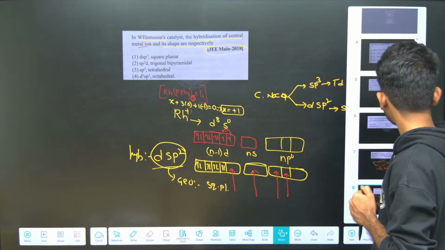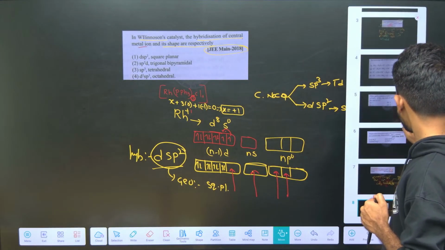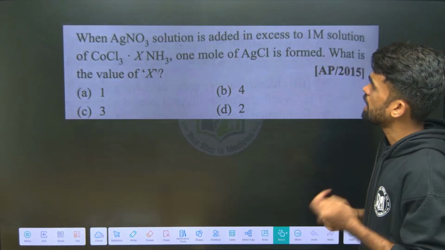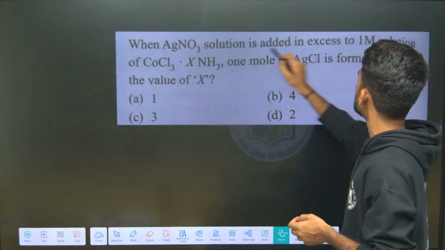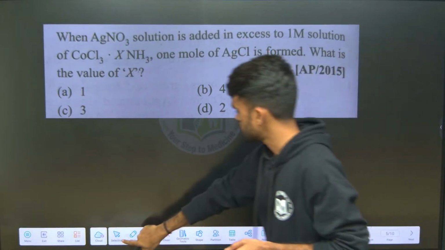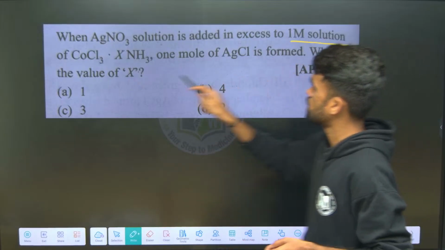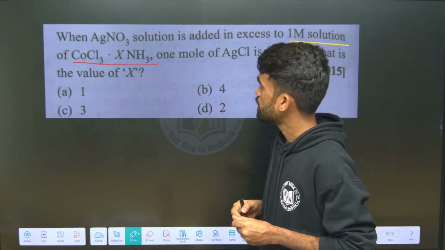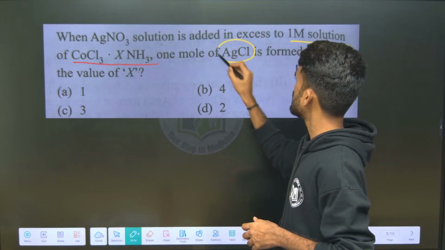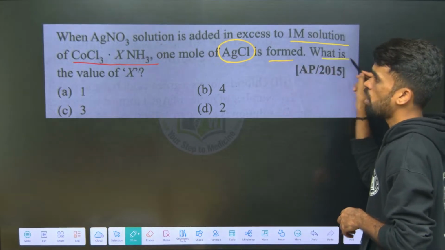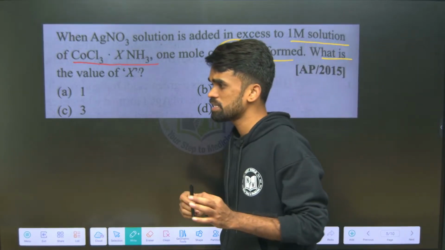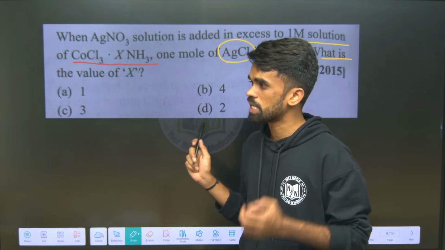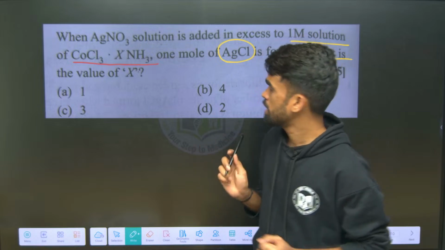Now let me discuss the other questions given here. Here I have one more question. When AgNO3 solution is added in excess to 1 molar solution of cobalt trichloride dot X NH3, 1 mole of AgCl is precipitated. What is the value of X? Very easy, and we will also see this kind of question in the solutions chapter in colligative properties applications. Look at here very carefully.